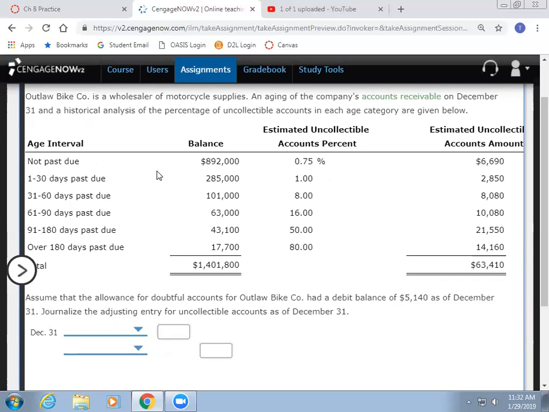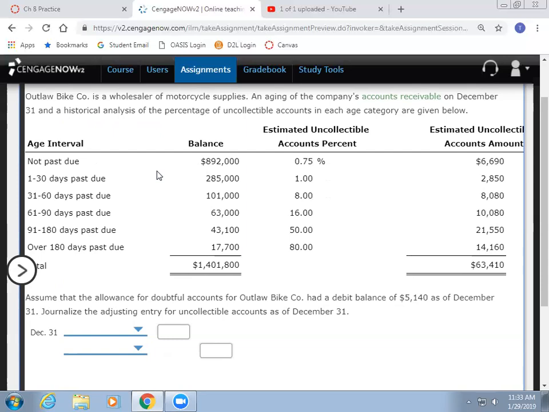So this was the balance before adjustment. In this case, this past year, I wrote off more bad debt than what I had estimated. So now, out of what's still owed to me in accounts receivable, I want my allowance for doubtful accounts balance to be 63,410. Well, it has an existing debit balance of 5,140.